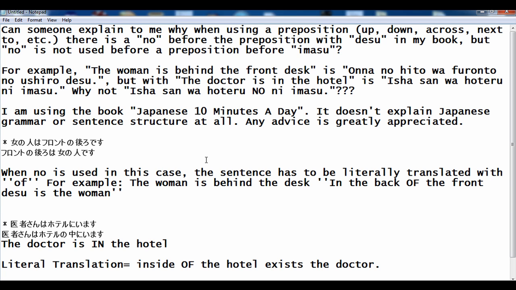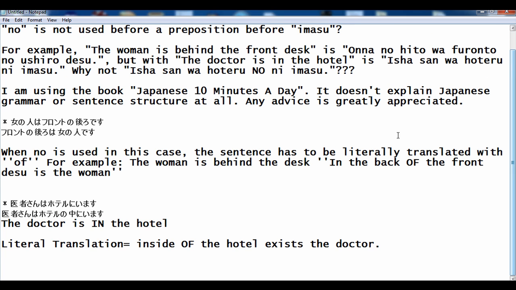Okay, so I just wrote a couple examples here for you. Just in case you can't really read the script, I'm going to put some Romaji here for you. So this first one is Onna no hito wa fronto no ushiro desu. This is the sentence you wrote: the woman is behind the front desk.